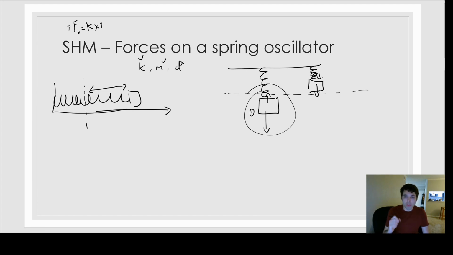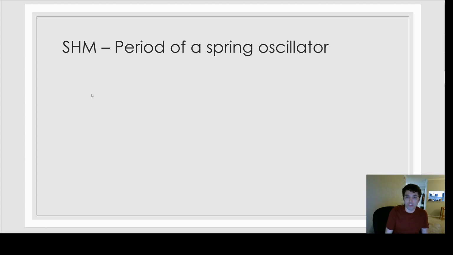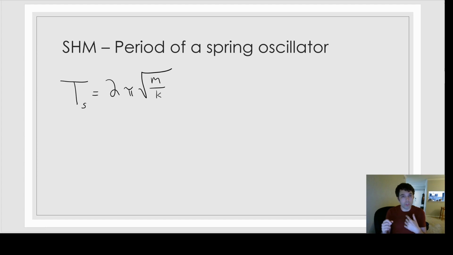All right, so what about the period? The period of a spring oscillator is a very similar formula as before, but it's slightly different. So for a spring oscillator, period T, put a little S there for spring oscillator, so it's different from the P for pendulum. T_S equals, again, 2 pi square root, but this time instead of L over g, it's going to be m over k, because those are the things that matter for a spring oscillator. That's little k, not big K, the spring constant of the spring, and m, the mass of the object attached to the spring.